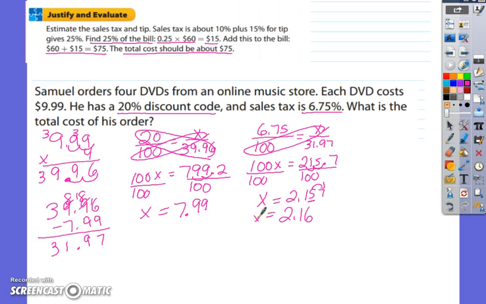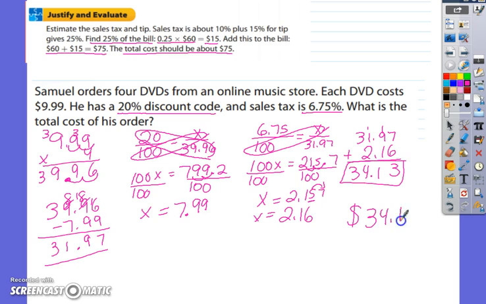So now we need to take the total that we had after the discount, which was $31.97. And we need to add the tax, which is $2.16. So our answer is going to be $34.13. That's how much it will be for Samuel to buy 4 DVDs and get a 20% discount and pay 6.75% sales tax. Now we did all of that with proportions.